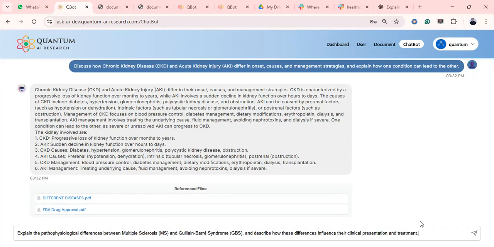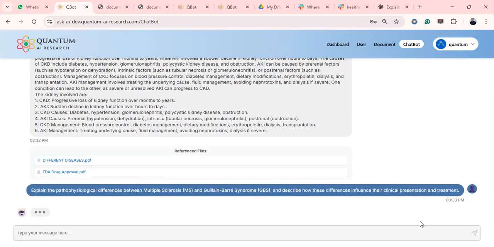Let's ask one more similar question. For example: explain the pathophysiological differences between MS and GBS and describe how these differences influence their clinical presentation and treatment. Let's wait a few seconds and check the response related with this particular question.